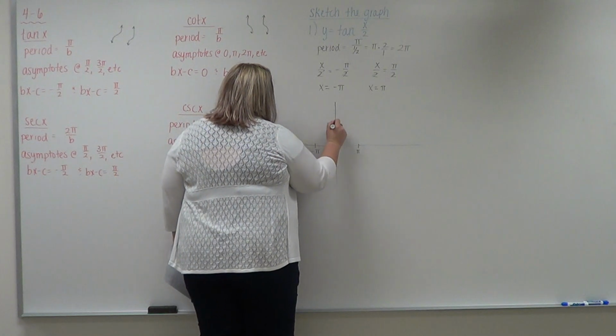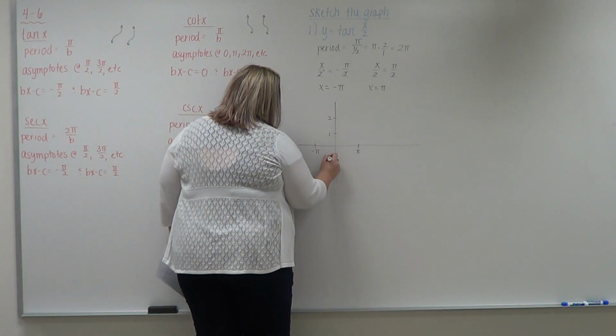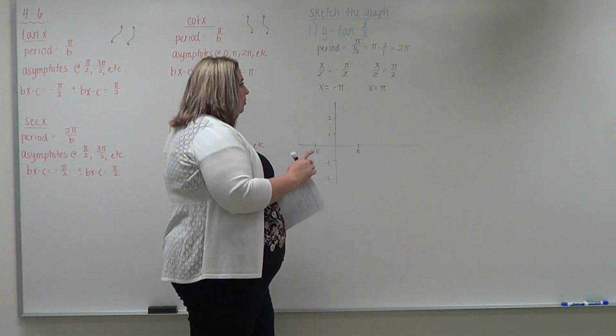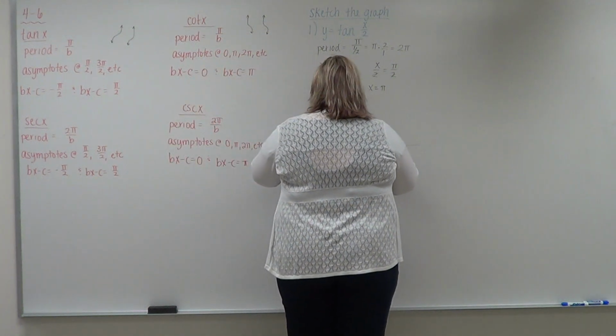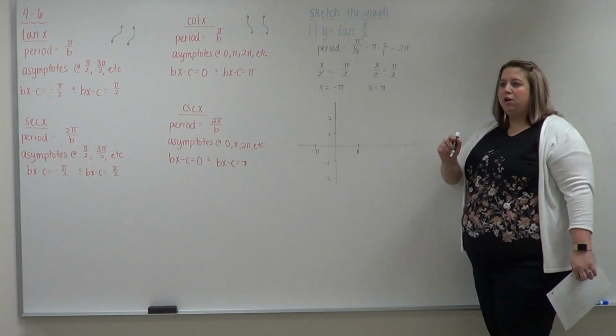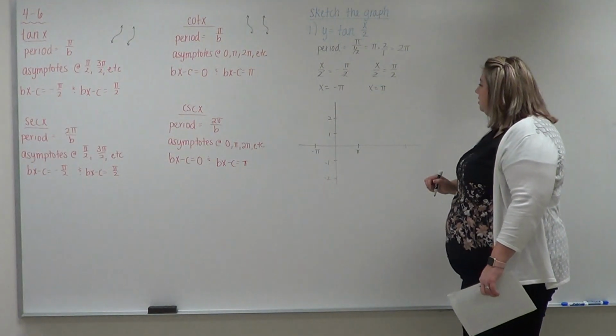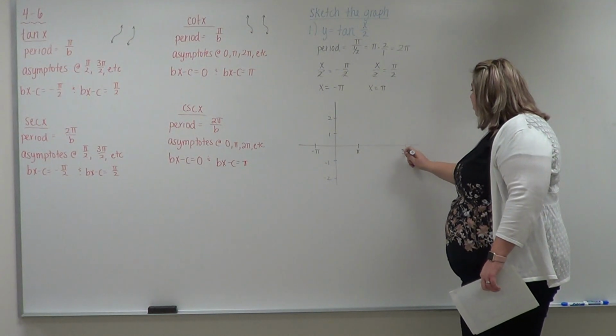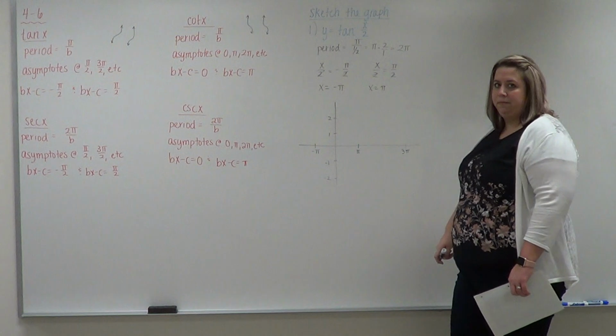And I know I'm going to go up to at least 2. So if I want to do 2 periods, if I measure out this length, the length of the period is 2 pi, so to find my next ending point, I take pi plus 2 pi, and I'm ending at 3 pi.